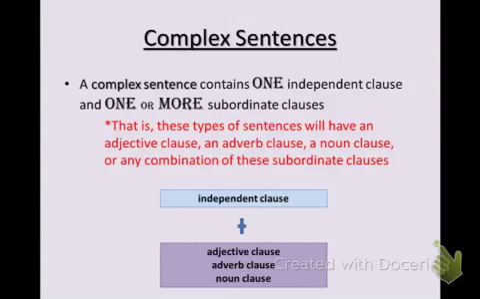We're going to go through a quick review of the subordinate clauses that we've covered in other lessons, but if you are not familiar with adjective, adverb, or noun clauses, I would suggest looking at one of my other video tutorials or finding some other video tutorial to help refresh your memory.